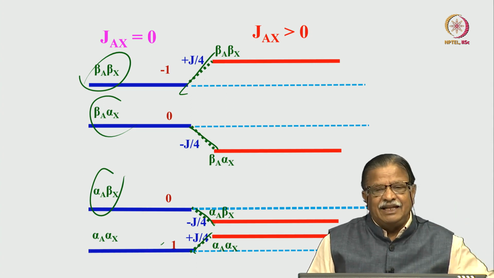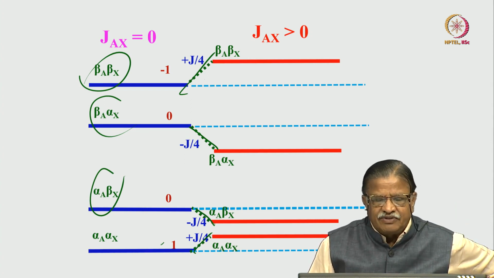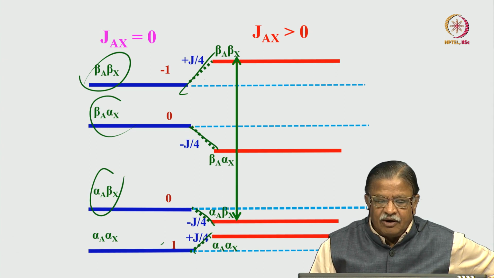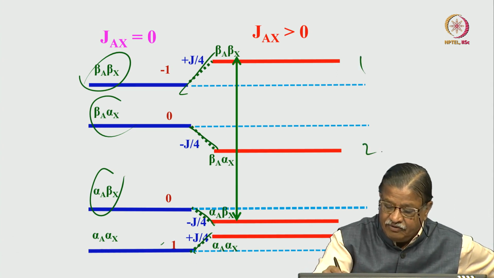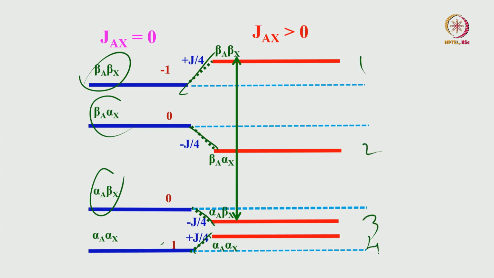Now let us calculate the frequency of the transitions. Again, if I write 1, 2, 3, 4 energy states, 1 to 3 is allowed, that is an A transition. This is also allowed, 2 to 4, and this is allowed, 1 to 2, that is X, and this is X.